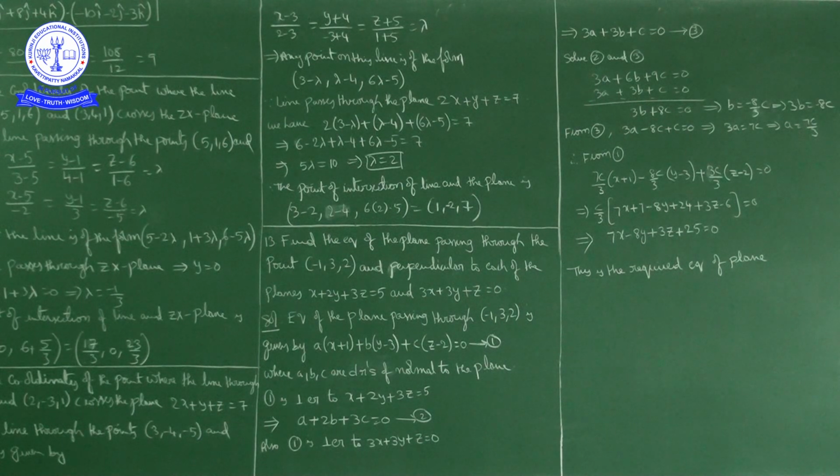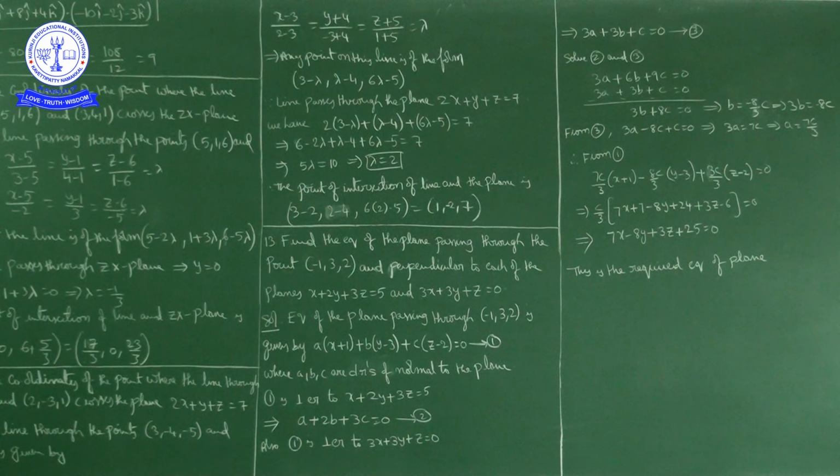Okay. Now here the direction ratios of the normal to this plane are a, b, c, and the direction ratios of the normal to the other plane are 1, 2, 3. So a1a2 is a times 1, b1b2 is 2b, c1c2 is 3c, equal to 0. So a + 2b + 3c = 0. Also, equation 1 is perpendicular to the plane 3x + 3y + z = 0.